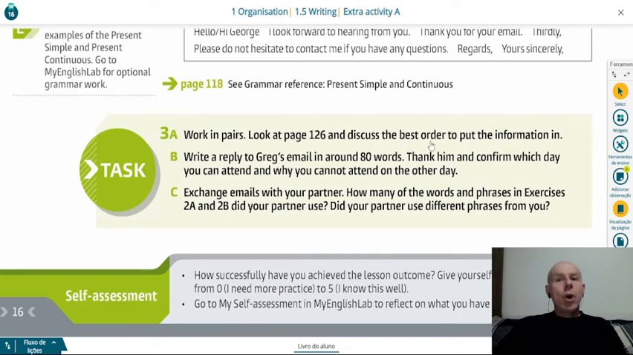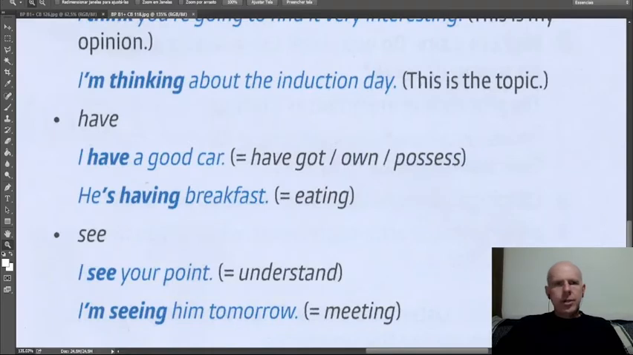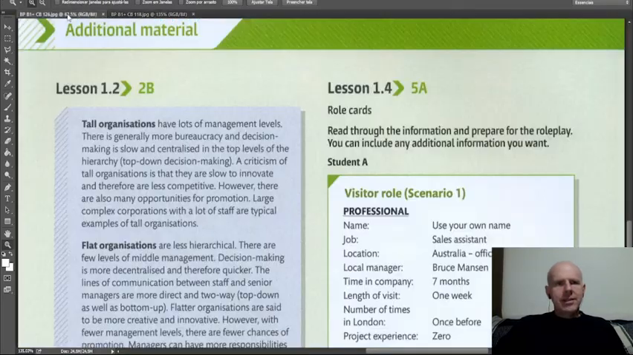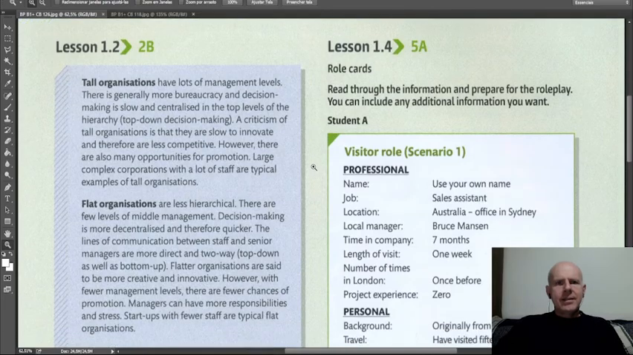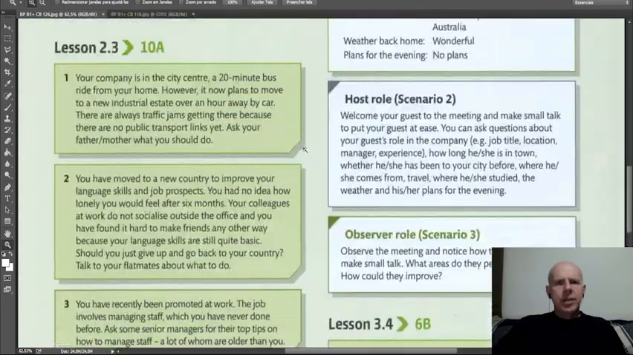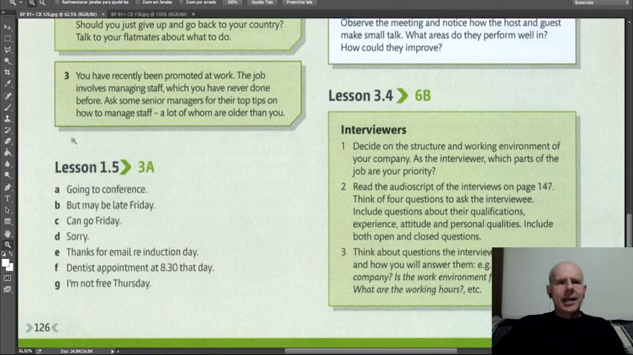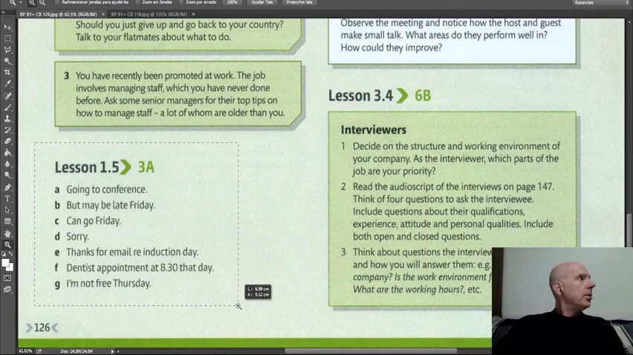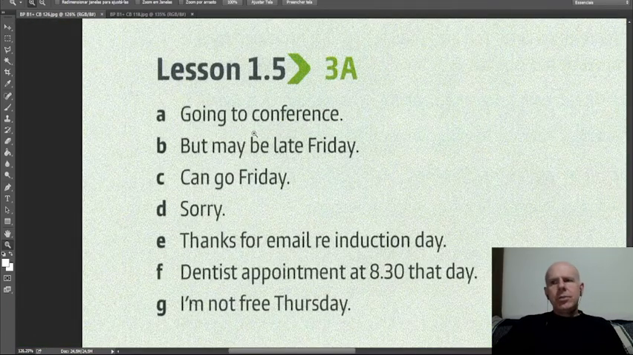Let's discuss the best order to put the information in, right? Because the idea is that we have these here. Let me show you. It's page 126 in the book. It's lesson 1.5. Where is it? It's here. Haha. This is the information we're going to work on. Going to a conference, but maybe late Friday. Can go Friday. Sorry. Thanks for email re-induction day.